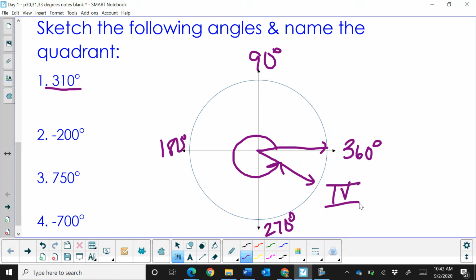That's your 310 degree angle. So sketch the picture and name the quadrant. So there's my sketch, and it would be in quadrant 4.